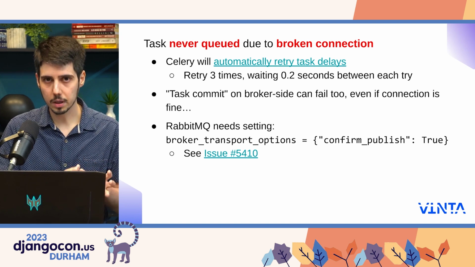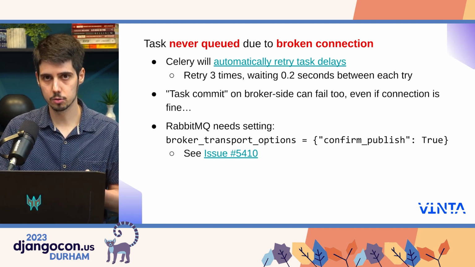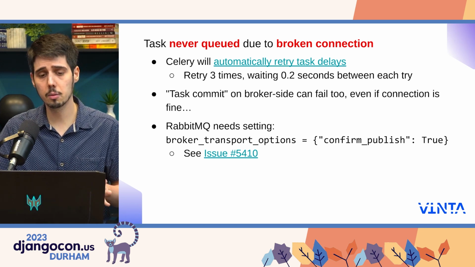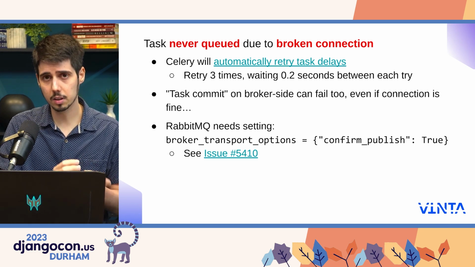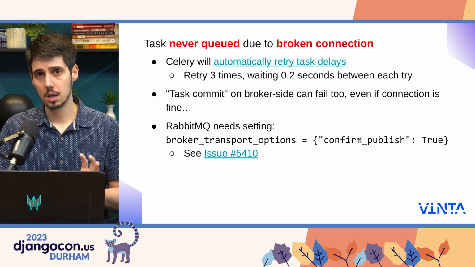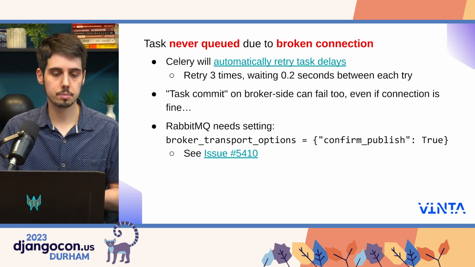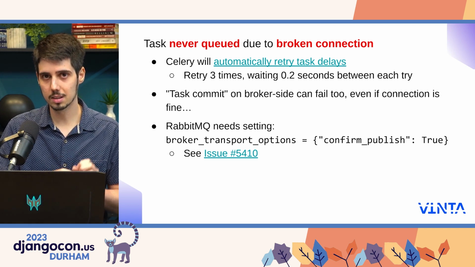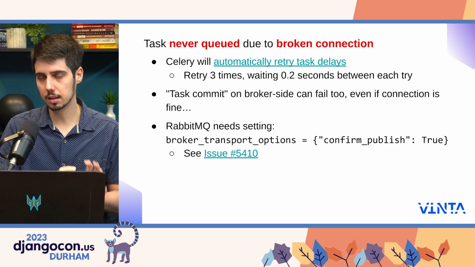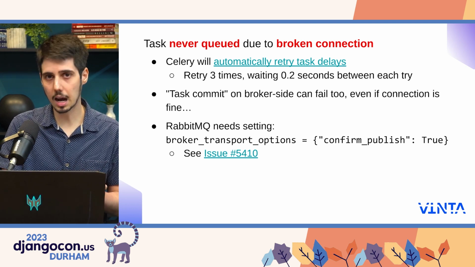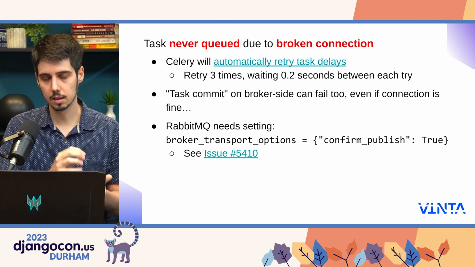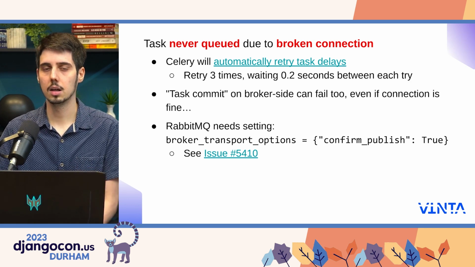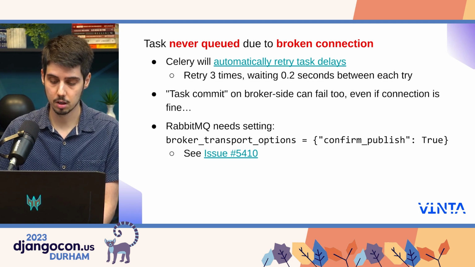But the task commit on the broker side can fail too. Even if everything is okay with the connection, the committing of the task on the broker side can fail. You can configure that on RabbitMQ using the confirm publish configuration. The delay will take a bit more time than the default, but then you'll be sure that after the task delay is done, the task is really on the broker side. So this is a default that is not clear that you perhaps have to change on Celery.